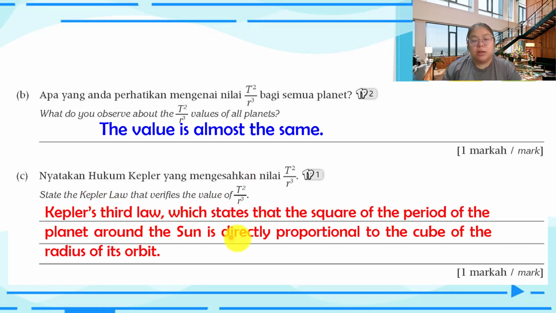The Kepler third law, we state that the square of the period of the planet around the sun is directly proportional to the cube of the radius of its orbit. So that means when your radius is bigger, you find the time taken must be longer. So this one is the Kepler third law. That means T and R are directly proportional.